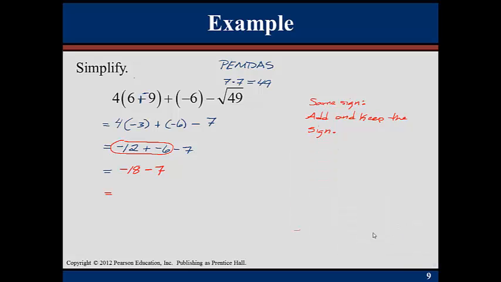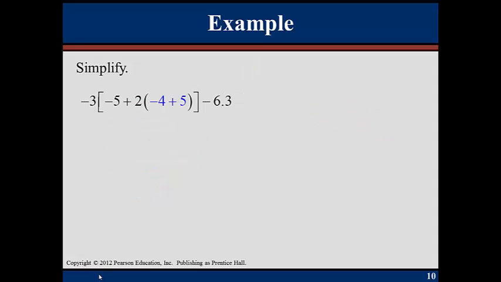Remember, when we're subtracting, we're really going to add, so keep the first number, keep negative 18, add instead of subtract, and it's the opposite of the second number. So now it says negative 18 plus negative 7. They have the same sign, so we add the numbers and keep the sign, and we get negative 25. Okay, let's do another one. Or actually, I'm going to skip this one.